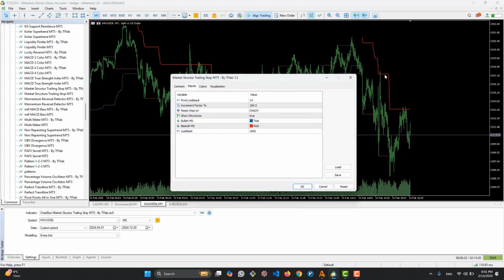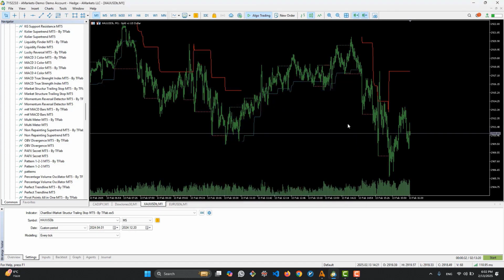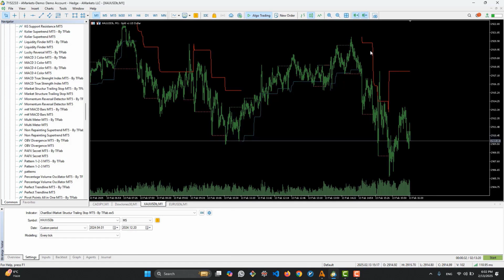However, when we set this value to on, with each of these breaks, the calculations are redone from the beginning. As you can see, the calculations have been redone from the start for this, and the stop is placed here, which is not a continuation of the previous stop.